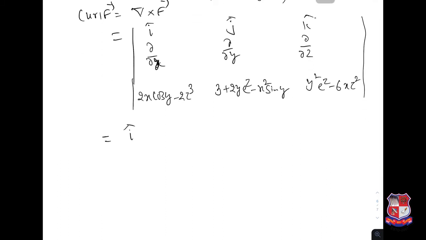So let us check i. Now del by del y of this one, y square e power z minus 6x z square. So y square derivative. Here you do take care, both integration and derivative are involved, so should not mix up. Derivative of y square is 2y e power z, and there is no y term here, so nothing. Similarly here minus del by del z of this part. So there is no z here in 3, there is no z here, there is no z here, z e power z.